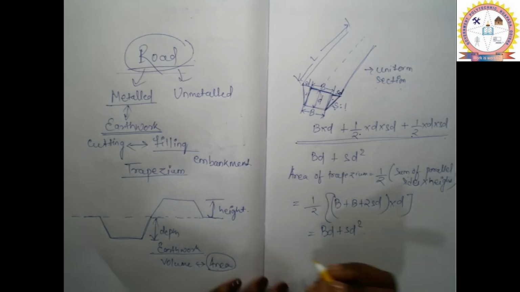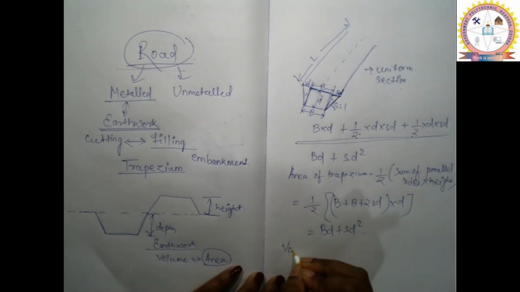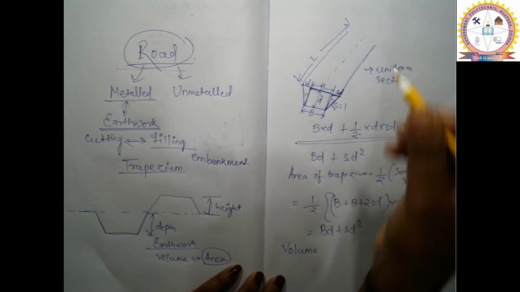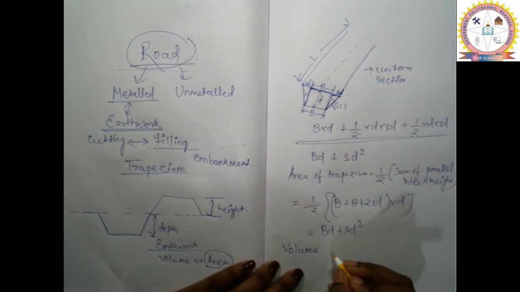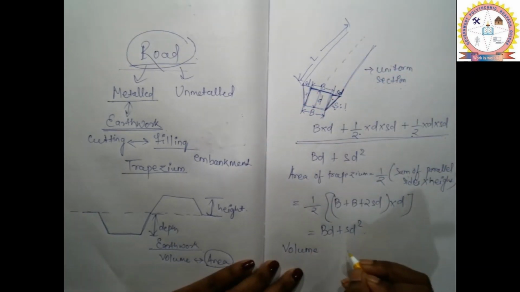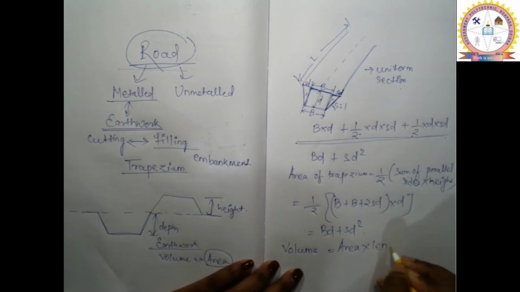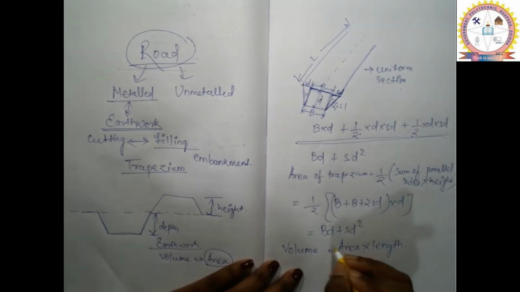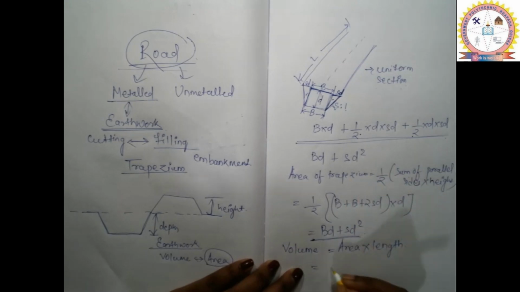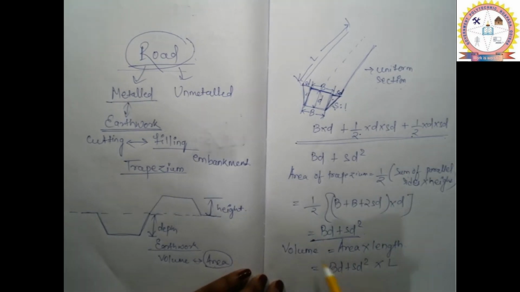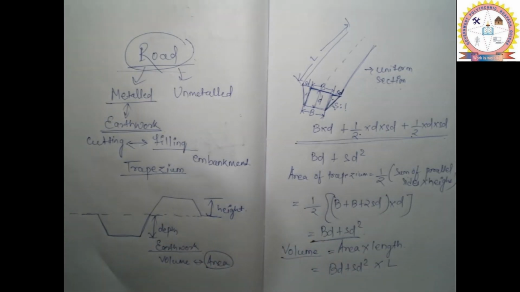Okay, so now to find the volume of this particular road, we have a formula: volume is area into length. We have got the area from the trapezium. So the area is BD plus SD square, and the formula for the volume is BD plus SD square into length.